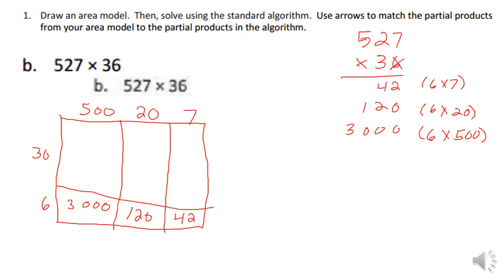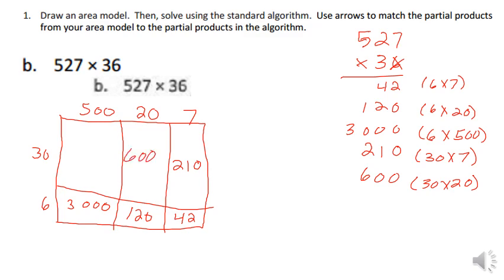Our next, since we're done with our 6 now, we're moving to our 30. And this is 30 times 7. Over here you can see 30 times 7. 3 times 7 is 21, and add our 0, so we end up with 210. Well, we did 30 times 7. Now it's 30 times 20. But we know 3 times 2 is 6 and 2 zeros.